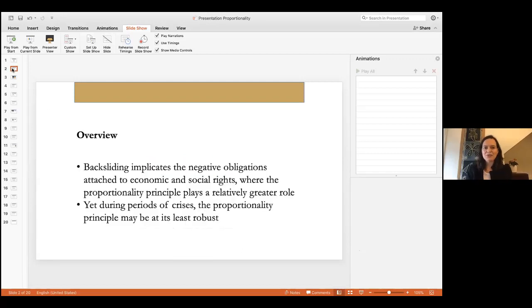If I can move to the overview of my presentation, basically, I see that backsliding, which I'm going to define, backsliding of rights implicates the negative obligations that attach to economic and social rights. And in this way, the proportionality principle will play a relatively greater role in the interpretation and application of economic and social rights by courts.